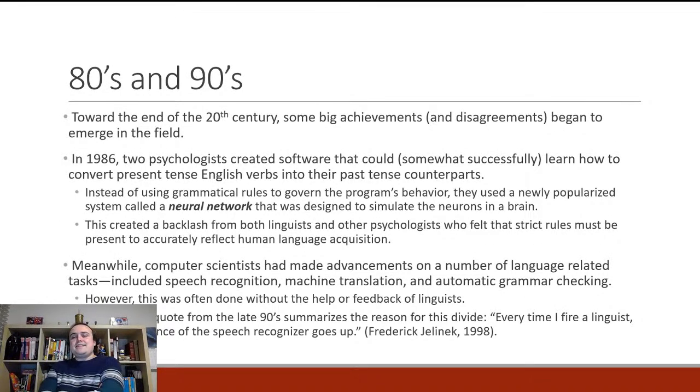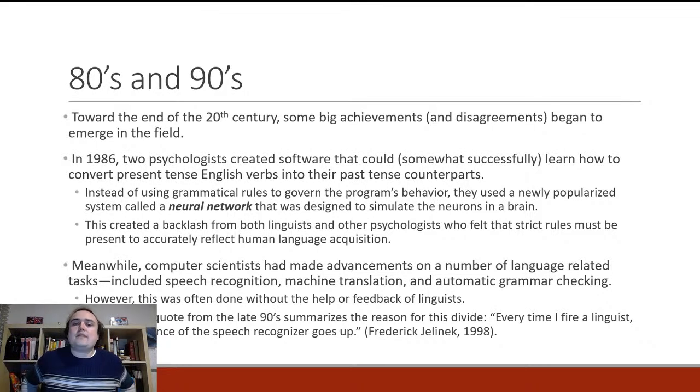Then we get to the 80s and 90s, and things become a little bit more argumentative. So some big achievements happened, but also some big kind of battles happened between camps in the field of computational linguistics. So in 1986, two psychologists created software that could somewhat successfully learn how to convert present tense English verbs into their past tense counterparts. So it could go from walk to walked, jump to jumped, bug to bugged, but also like sing to sang.